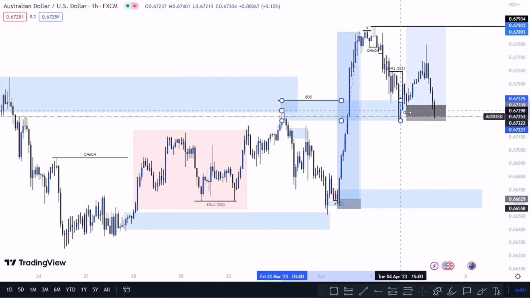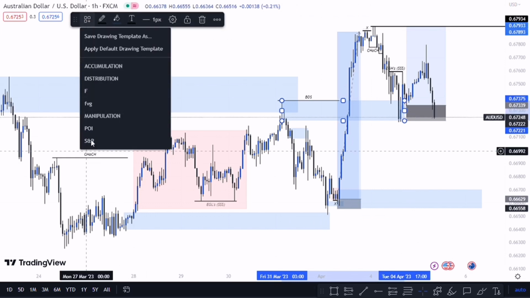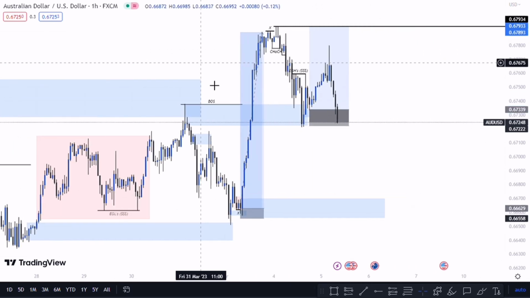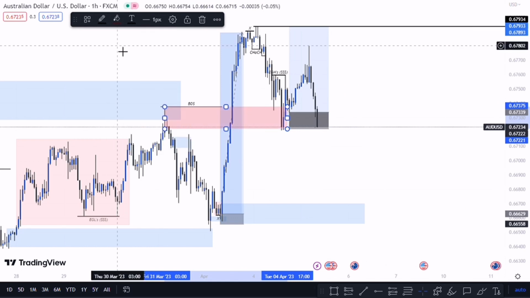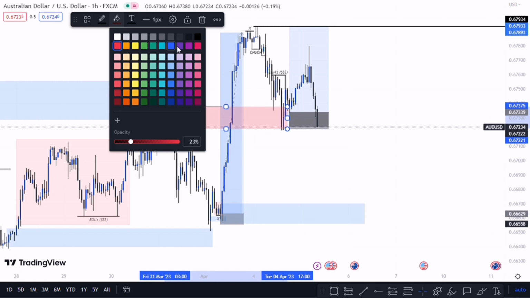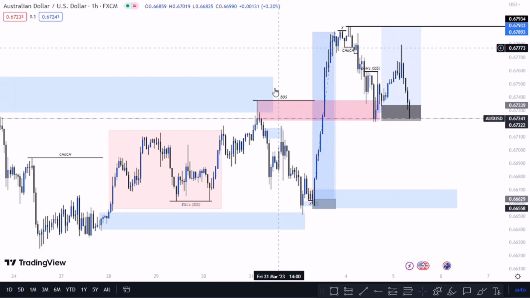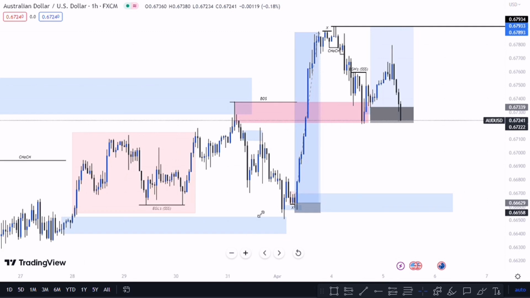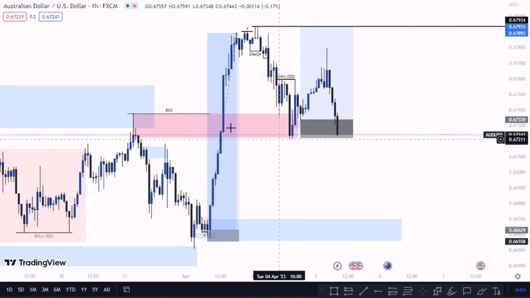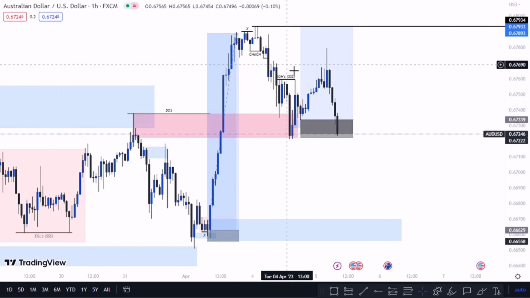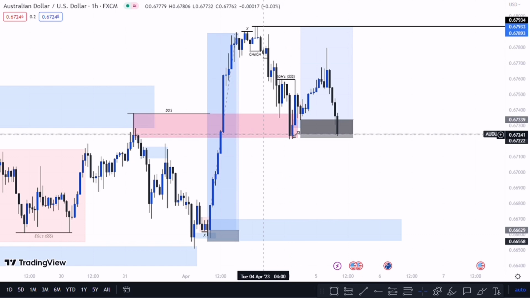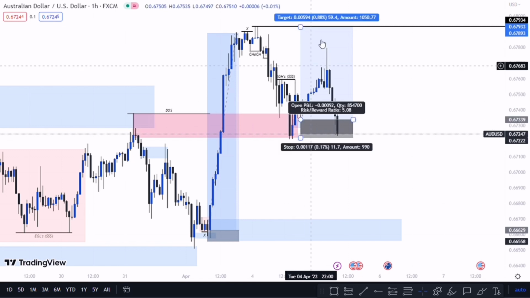So as I saw this breaker block, let me change the color, I'll put it to red here. So I saw there was a breaker block here, but I did not highlight the breaker block because I mostly don't trade breaker blocks. But I saw that okay, the market violated the supply, then that supply might tend to be a demand, and it did tend to be a demand. As you can see, the market respected this breaker block and pushed to the upside.